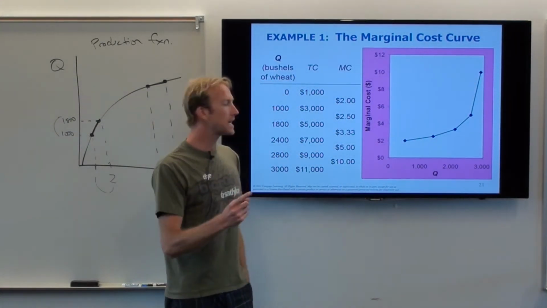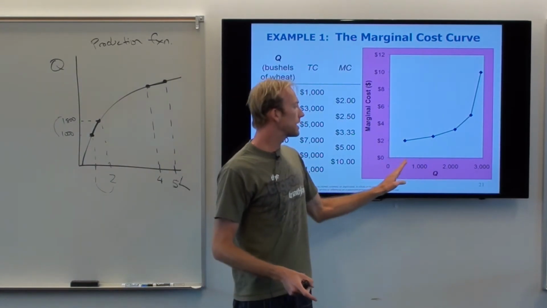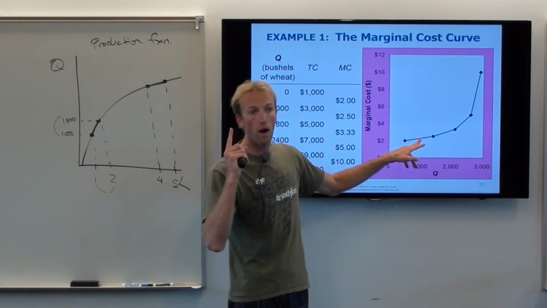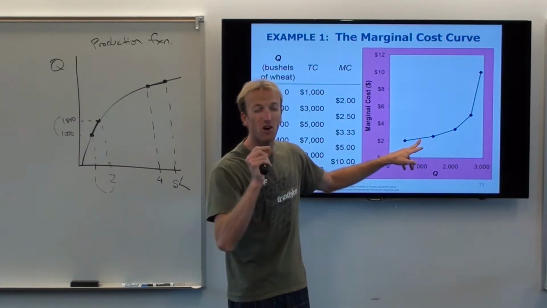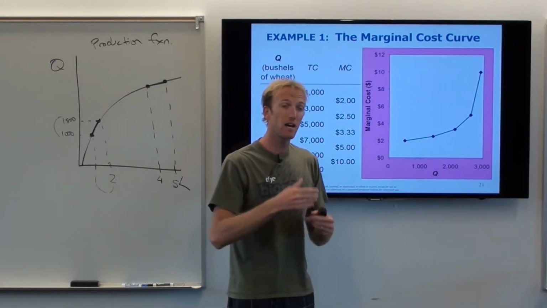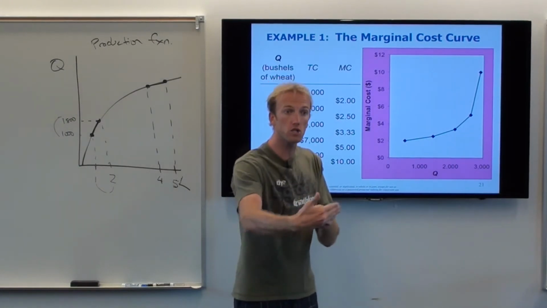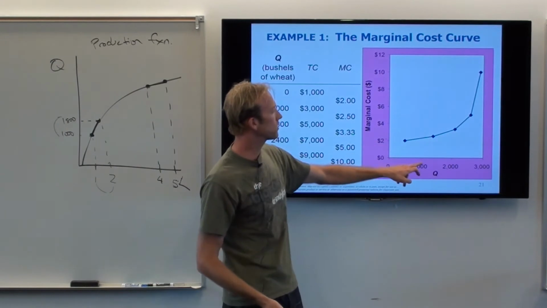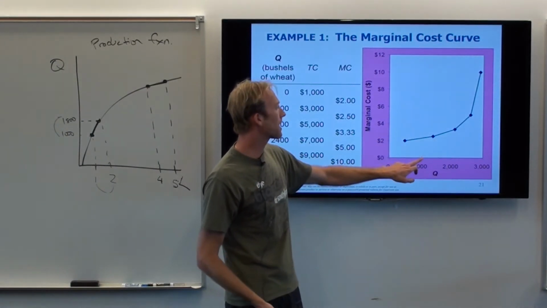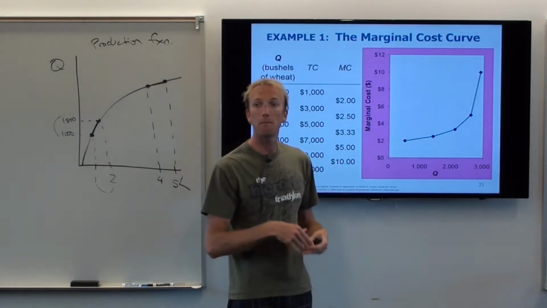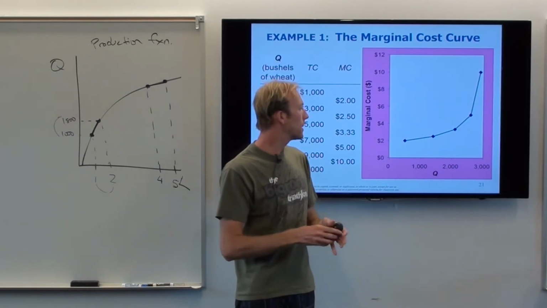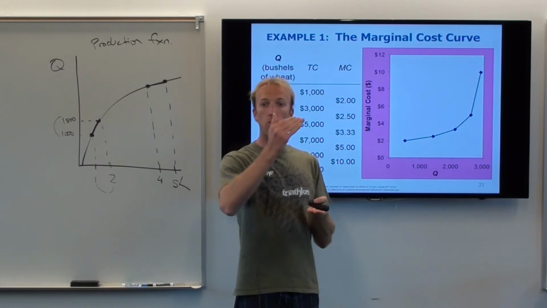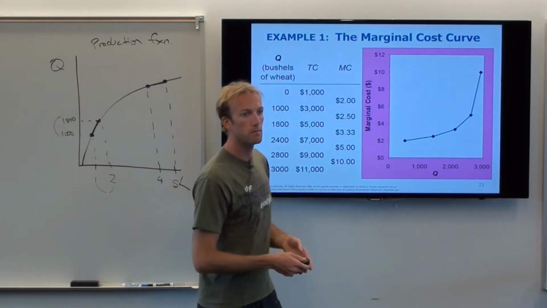So this tells me at any one point, if I'm at 1,000 and I want to make one more, remember the marginal cost curve only tells you the cost of making one more, because it's the marginal, it's the next step. And I just look at this and it's like, oh, $2, or close to $2. At 1,000, it costs me about $2 to make one more. At 2,000, it costs me $4 to make one more bushel of wheat. That makes sense?